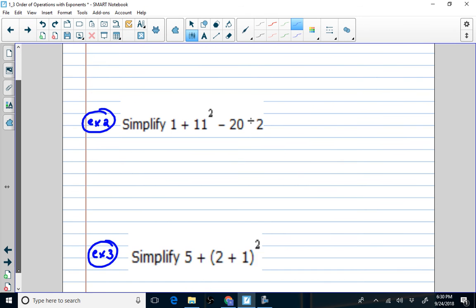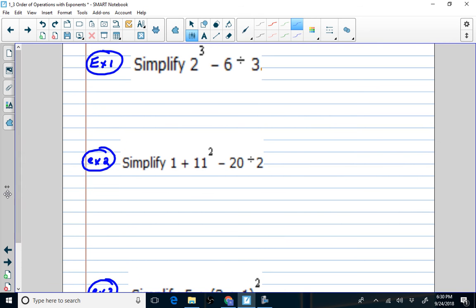Right, and now we just have a bunch of examples. You could try these on your own, and then come back and check the video, see how we did. 2 to the 3rd power is 2 times 2 is 4 times 2 is 8. So that's 8 minus 6 divided by 3. Division has to be done next, so 6 divided by 3 is 2. 8 minus 2 is 6.